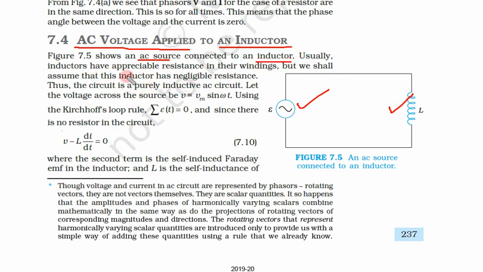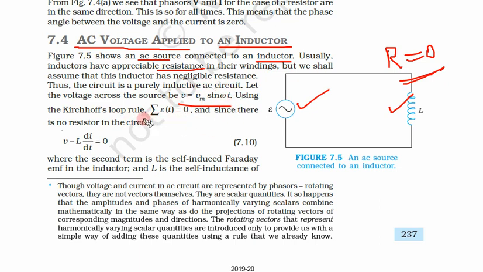Here an AC source is connected to an inductor. Generally these inductors have some resistance, but for simplicity we assume that the inductor has negligible resistance. That means the resistance in this component is 0. Again we know V is equal to Vm sin omega t, which means the voltage is sinusoidal.